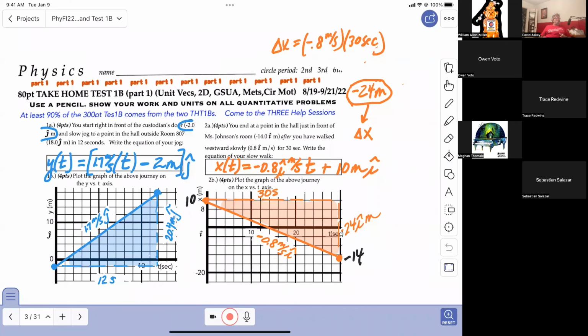Okay, so the cat's out of the bag on 1 and 2. Notice on 1A, I put parentheses around the whole thing, and then put a J roof on the outside. That's legal. Or you can just put the unit vector like on 2A, where I put the I roof. I'm showing you different ways of doing it. On the velocity, it's negative 0.8 I roof meters per second T, but on the initial position, it's 10 meters I roof. So it doesn't matter.